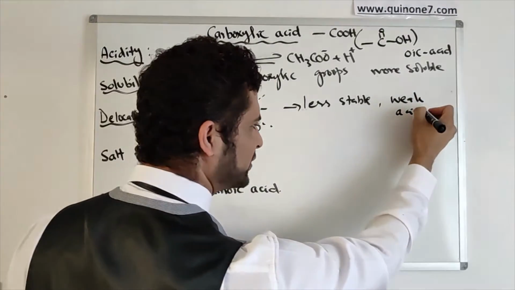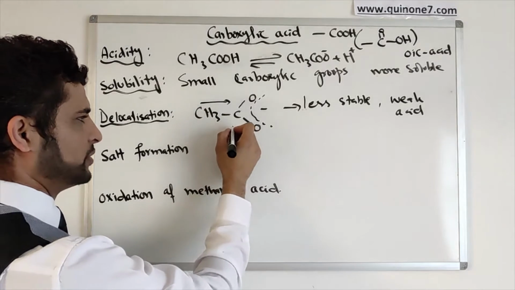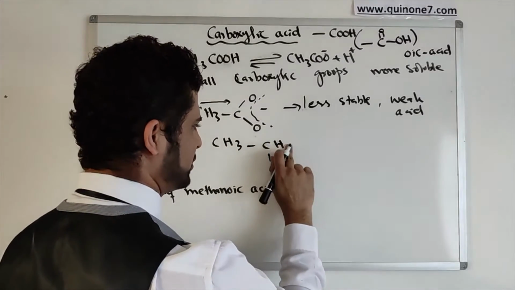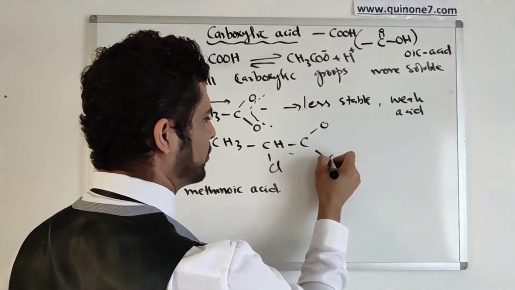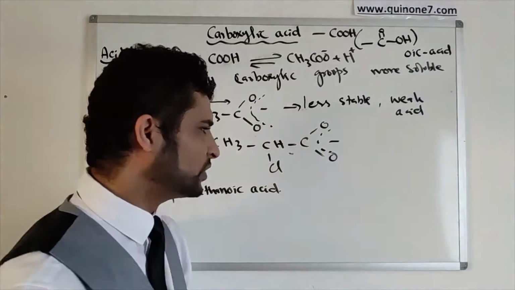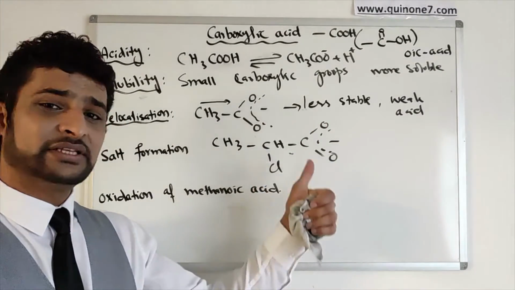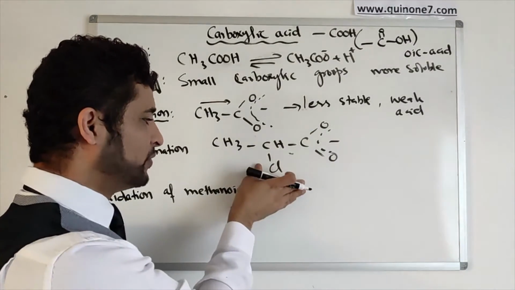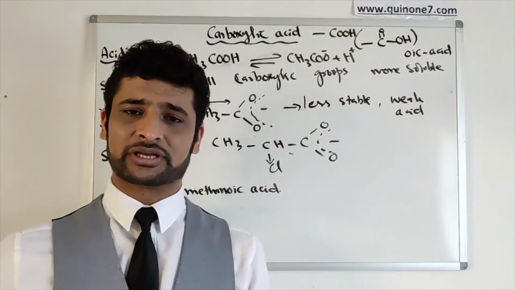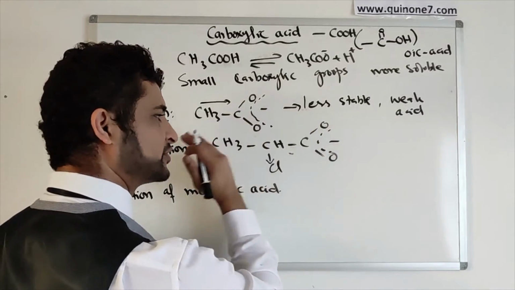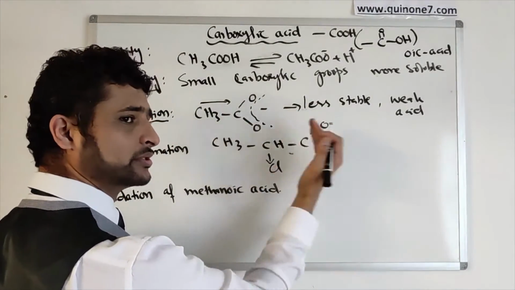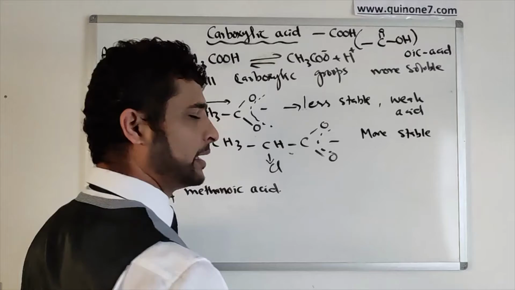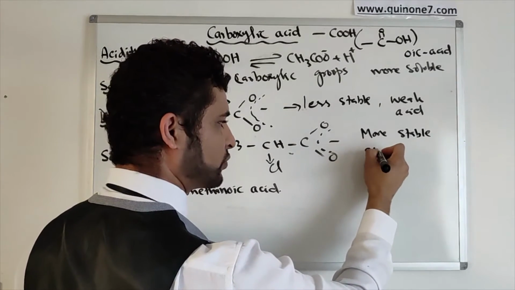Now, if I try to change this group, where you have CH3, to CH2Cl, and then you have C double bond O, and you have a delocalized negative charge on both oxygens. If there's no chlorine, yes, this will be less stable. But if you have chlorine there, chlorine is more electronegative and will pull the electron density more towards itself. The electron density from the carboxylic group will shift towards the left hand side and make it more stable. It will be more stable, and that way it will be a stronger acid.